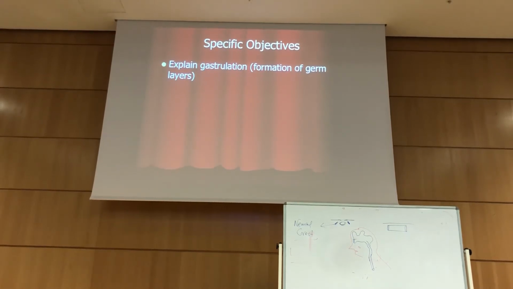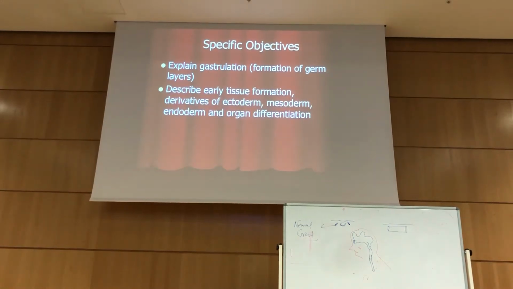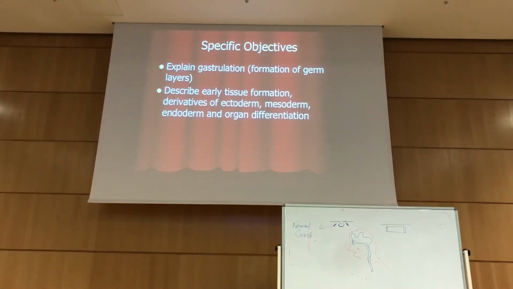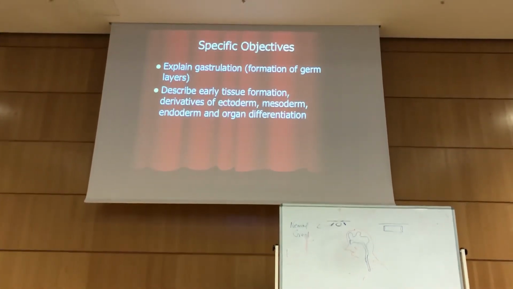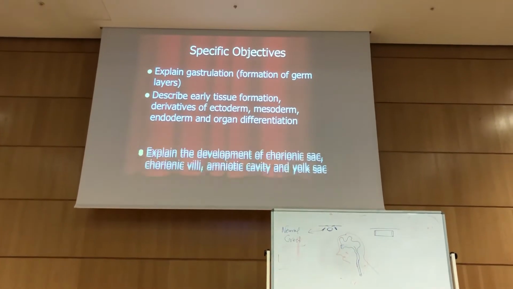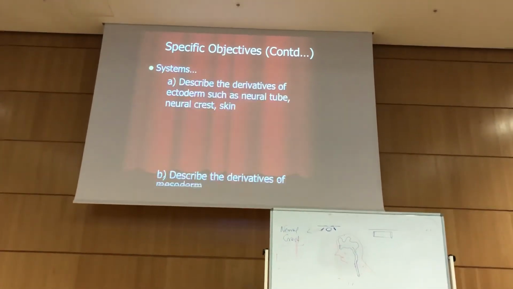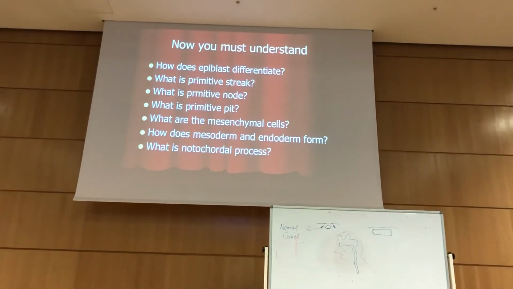Explain the gastrulation. If I say, what is the gastrulation? It is the differentiation, formation of the germ layers, the ectoderm, mesoderm, and endoderm. Describe early tissue formation, derivatives of ectoderm. We are doing only ectoderm today. Only ectoderm. Remember that, not mesoderm and the endoderm differentiation. So I can go quickly. I bypass this. We'll come back to this.